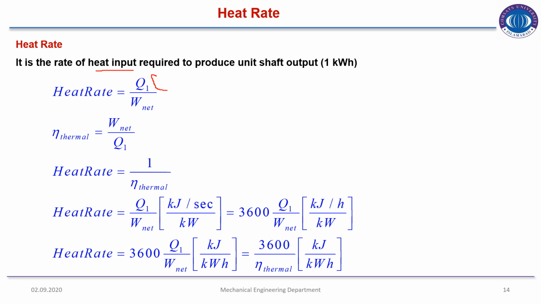So here we have converted the second relation, so we have multiplied it with 3600. So 3600 Q1 over W net. If we are using this 3600 relation, then the unit of Q will be kilojoule per hour and W net will be in kilowatts. In terms of efficiency, the relation of heat rate is 3600 divided by thermal efficiency, and the unit will be kilojoule per kilowatt hour.